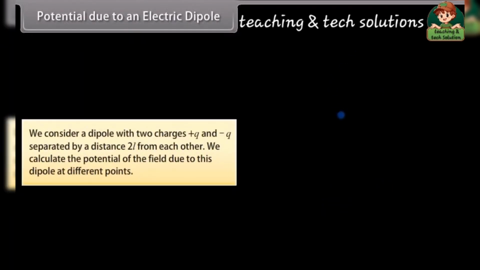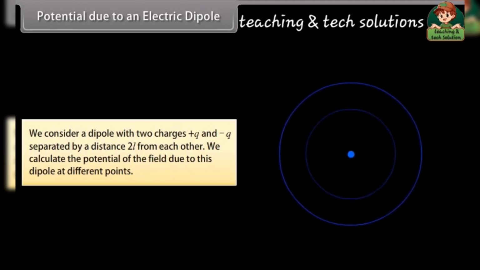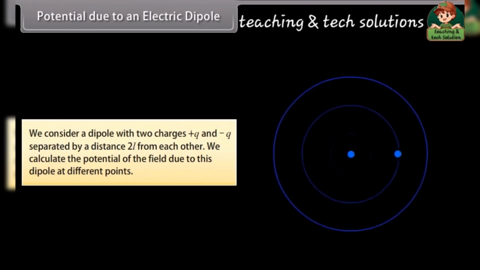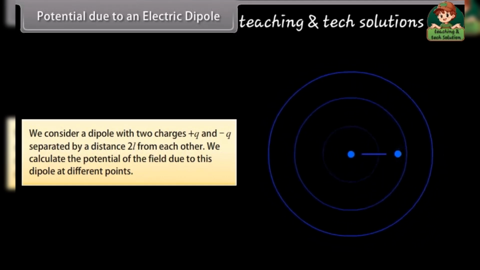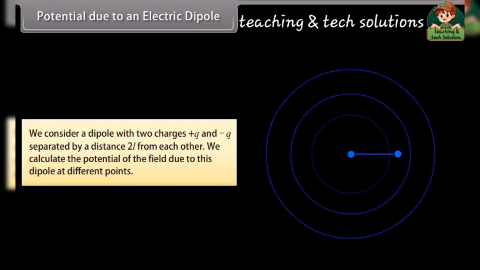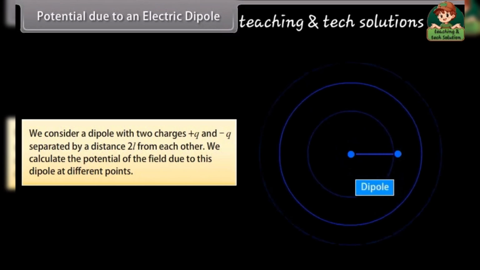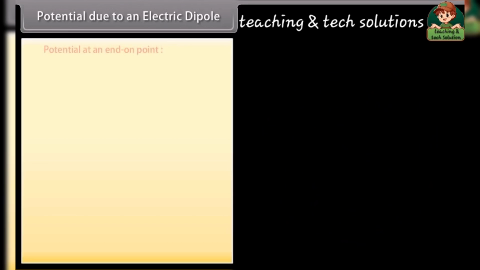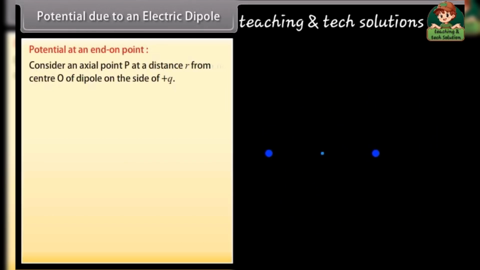Potential due to an electric dipole. We consider a dipole with 2 charges +q and -q separated by a distance 2l from each other. We calculate the potential of the field due to this dipole at different points. Potential at an end-on point. Consider an axial point P at a distance r from center O of dipole on the side of +q.